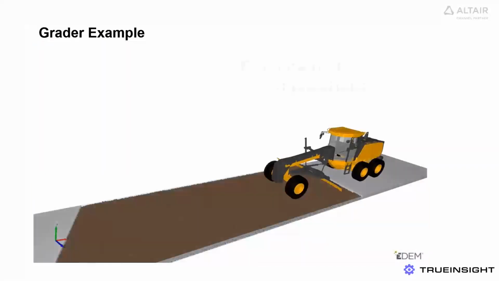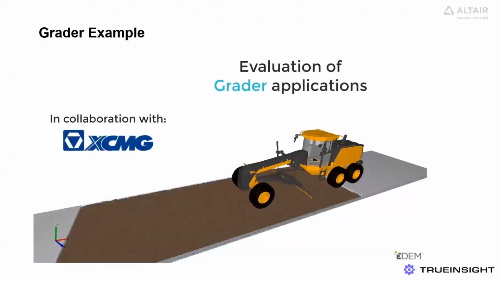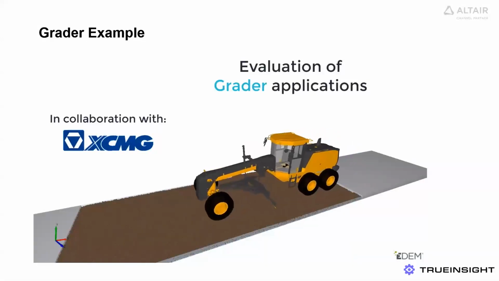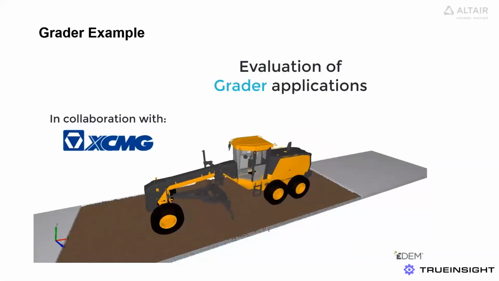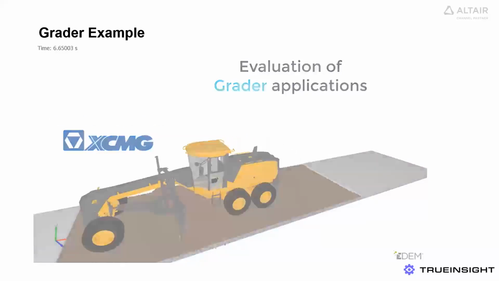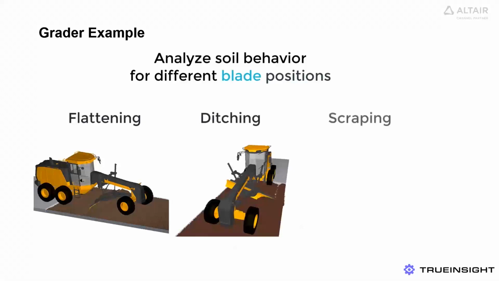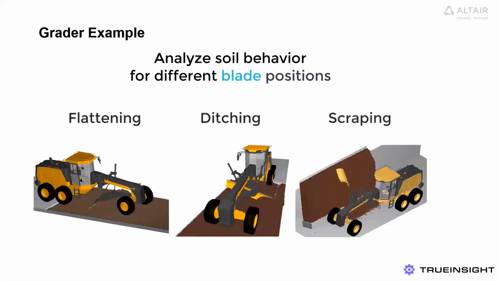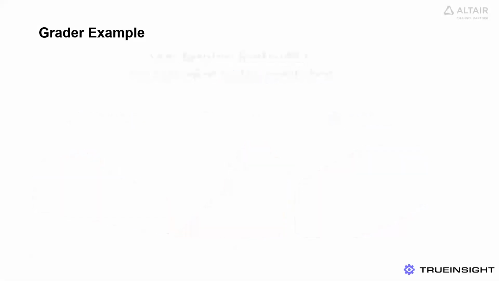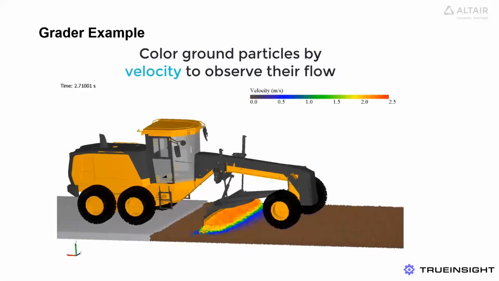Slightly different application. We can utilize EDEM for modeling road construction equipment, such as a grader, here using EDEM only. This video, produced in collaboration with XCMG, shows how EDEM can be used to simulate grader applications such as flattening, ditching, and scraping. Here, ground particles are colored based on velocity.